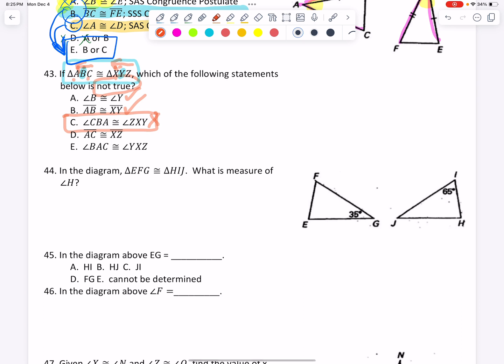Is AC, first, third, in the same spot as XZ, first, third? Yes. And is angle BAC, 2, 1, 3, in the same spot as YXZ? Yes. So all of these are true. Which one is not true? C is not true.